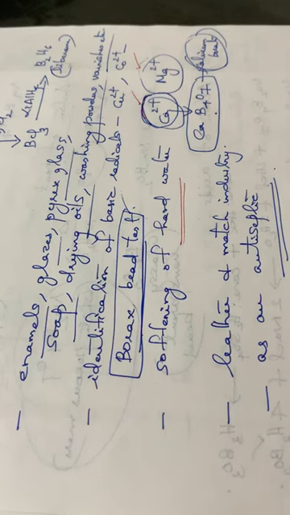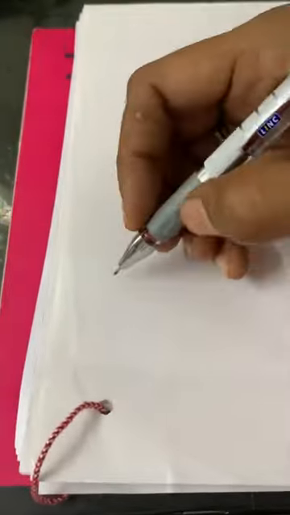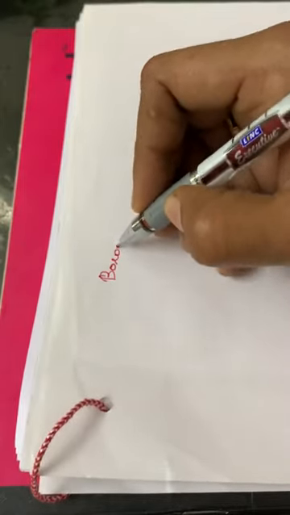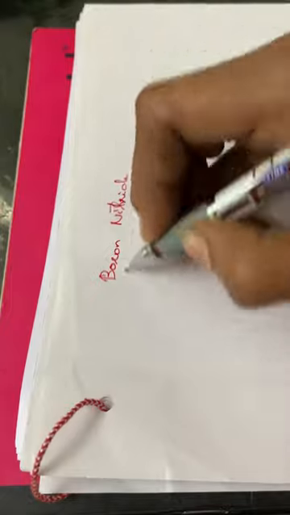Then the next compound we have to go through is boron nitride. Boron nitride, that we can do as a next session.